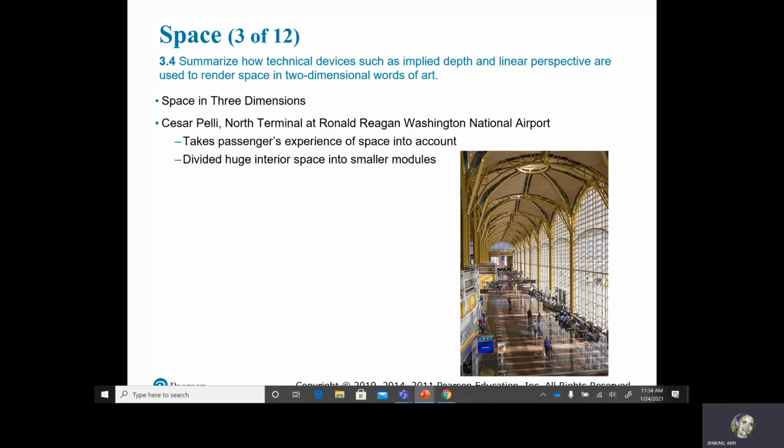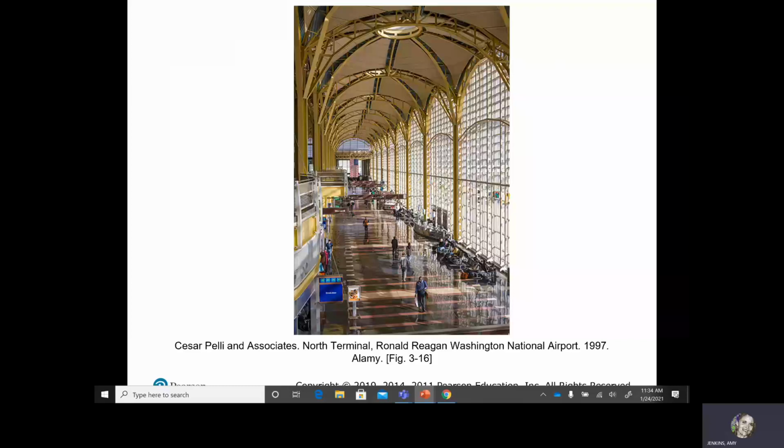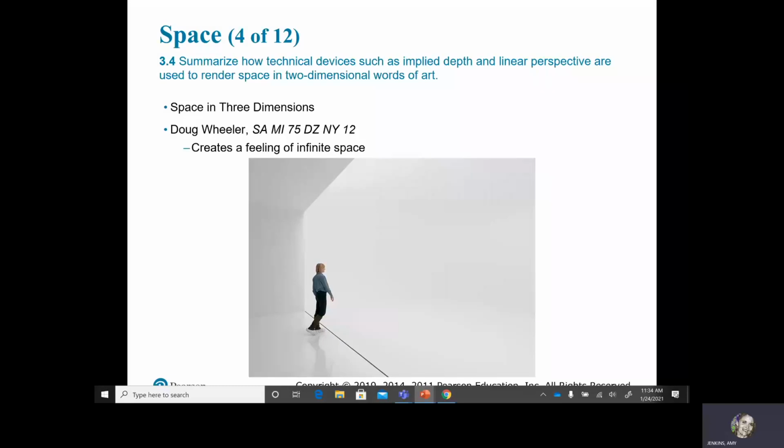We have Cesar Pelli's North Terminal at Ronald Reagan Washington National Airport. It takes passengers' experience of space into account. It's divided a huge interior space into smaller modules. Space in 3 dimensions, Doug Wheeler's work creates a feeling of infinite space.